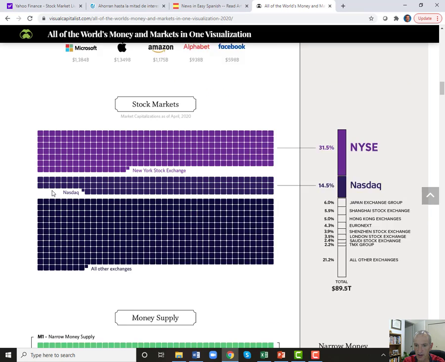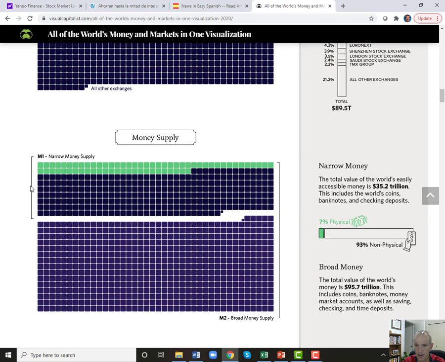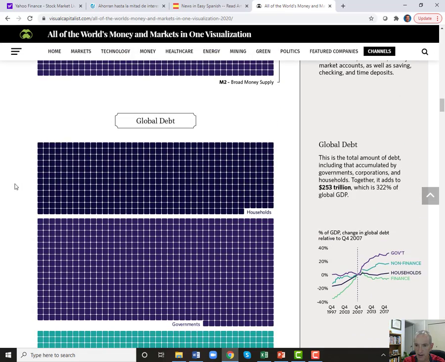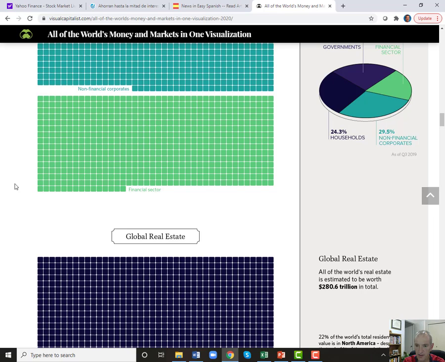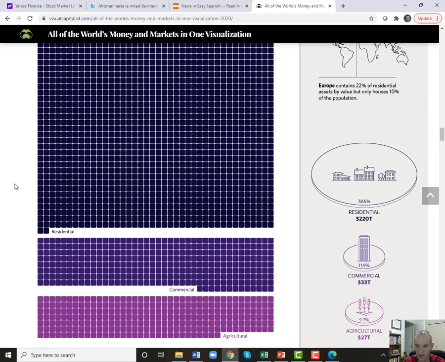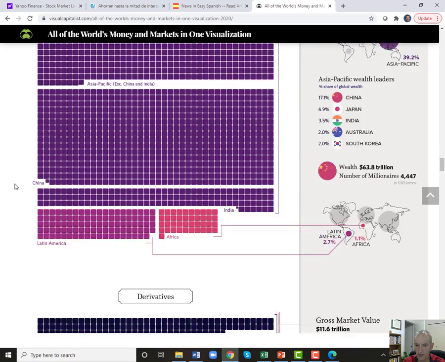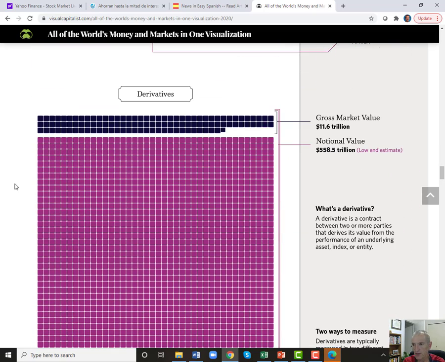The size of stock markets, the size of the money supply, global debt is just huge. Global real estate is by far the largest. And then when you put all that together, global wealth, then you get down to derivatives. And here it gets incredibly interesting. So the market value of all derivatives is $11.6 trillion.